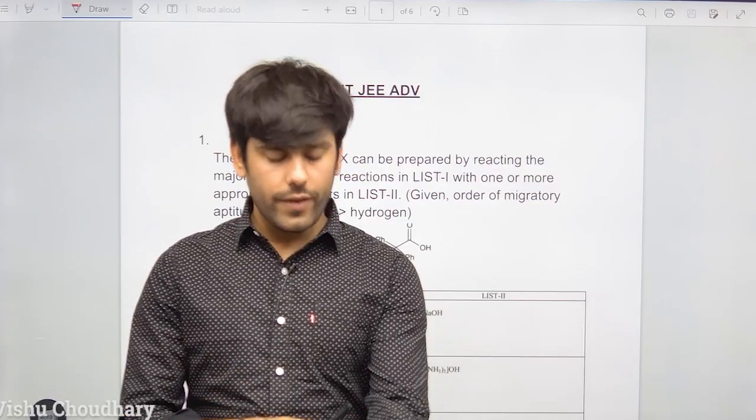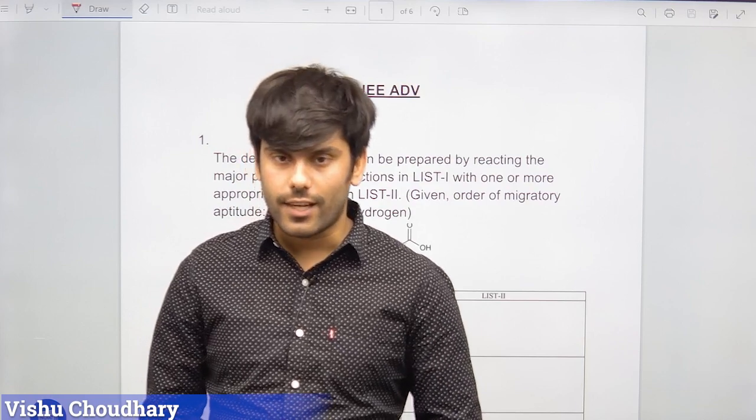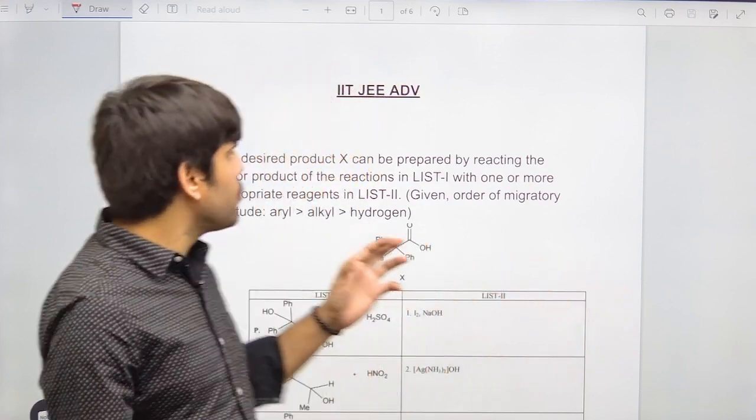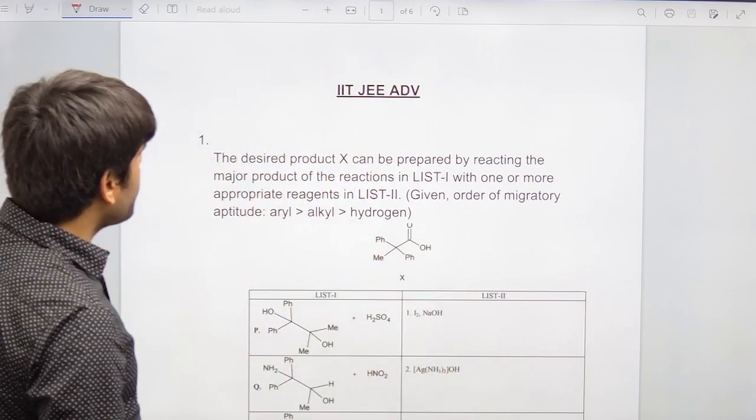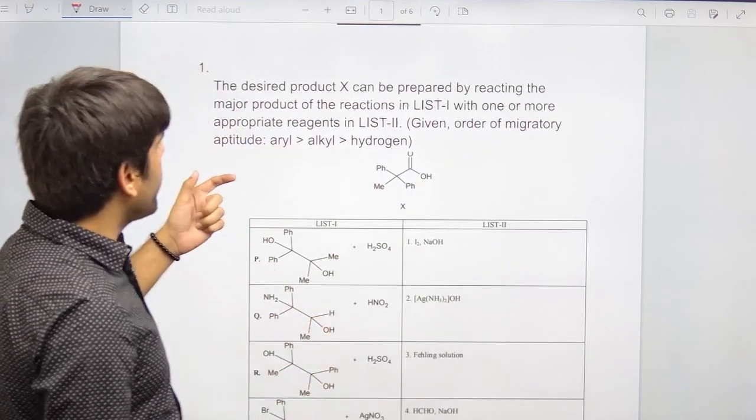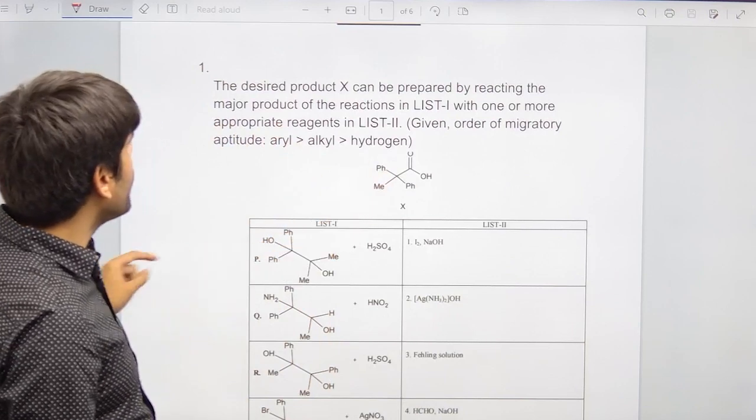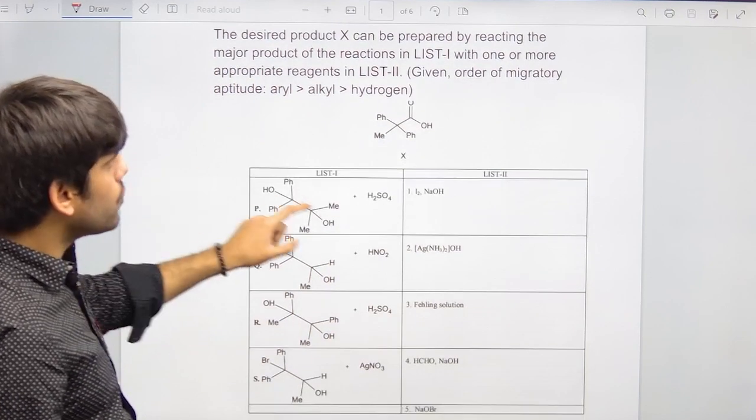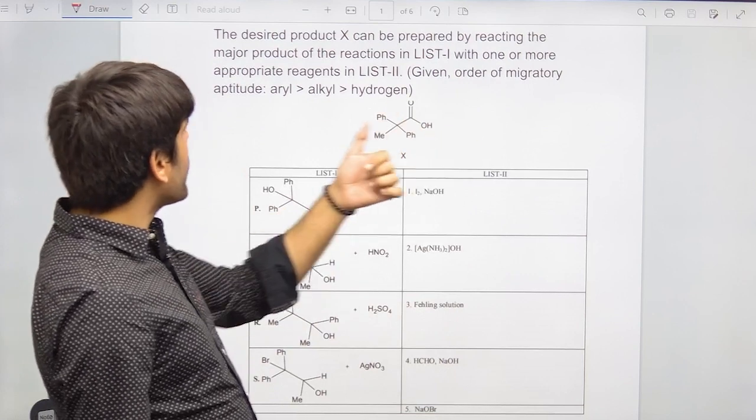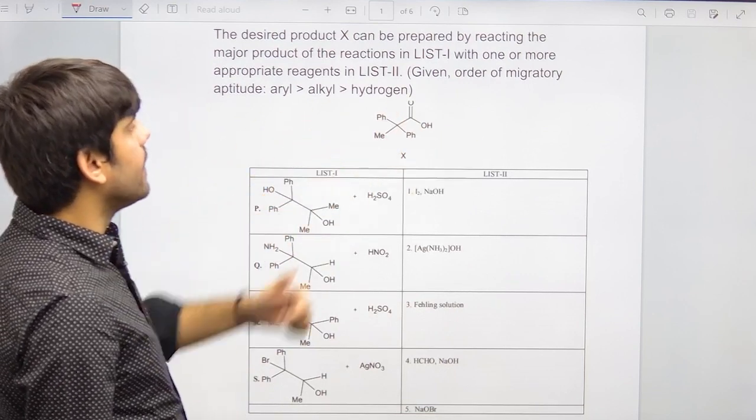Hello everyone, today we are going to discuss some important questions for the IIT JEE Advanced section. So let us discuss these two problems. The first problem is: the desired product X can be prepared by reacting the major product of the reactions in list 1 with one or more appropriate reagents in list 2, given the order of migratory aptitude, that is aryl more than alkyl and hydrogen.